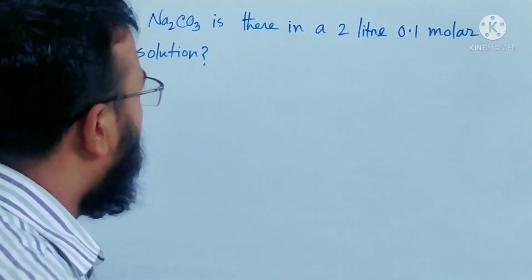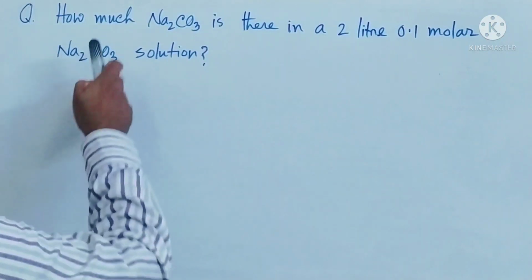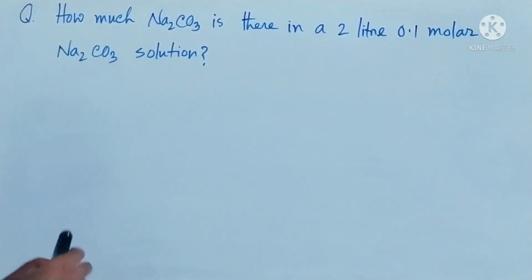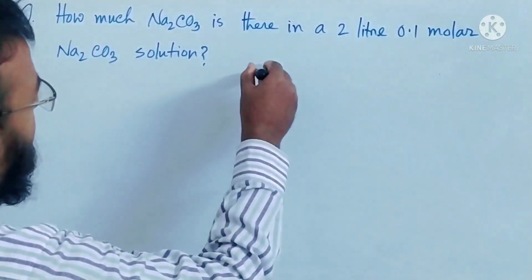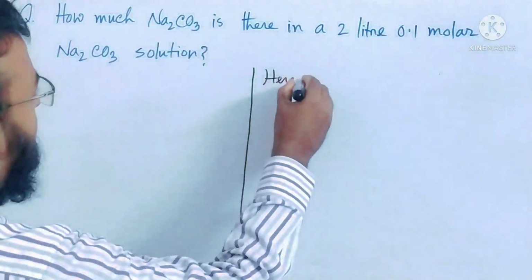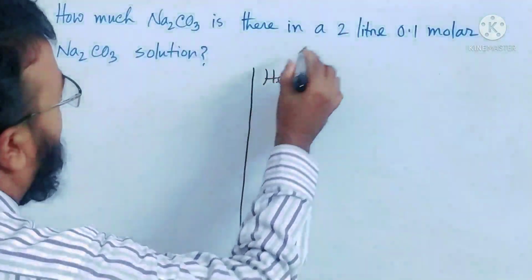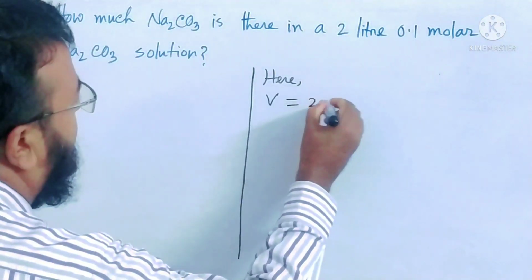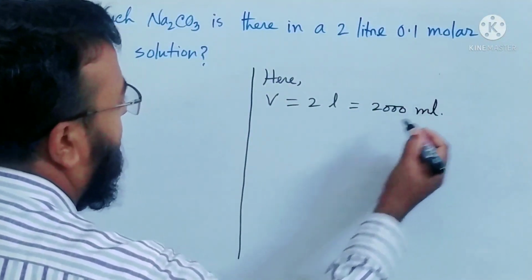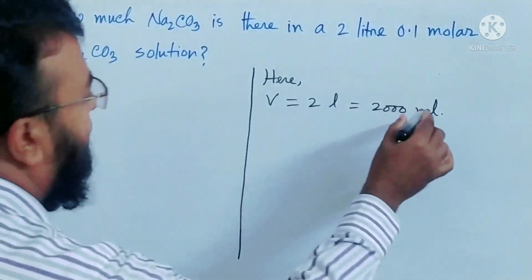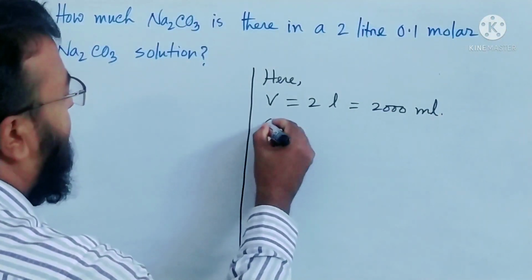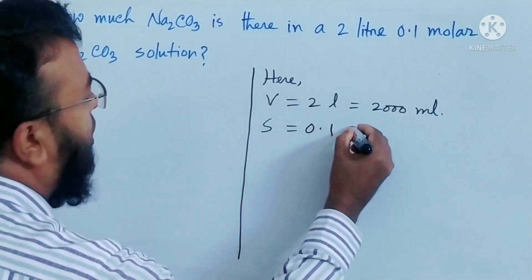Okay, students, I have written a question. All of you see that we have to determine the amount of sodium carbonate that is in 2 liter 0.1 molar sodium carbonate solution. So first of all, we will write what is given in the information here. First one, we may write the volume. It is 2 liter, that means 2000 milliliter. I convert liter to milliliter, because we know that 1 liter equals 1000, so 2 liter will be 2000. Then what is the molarity? It is also given, 0.1 molar.